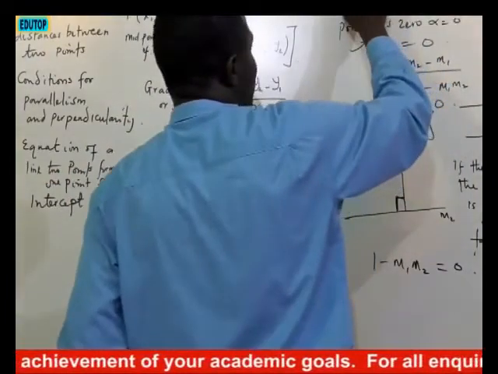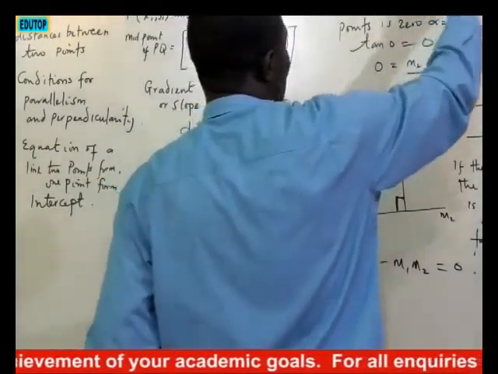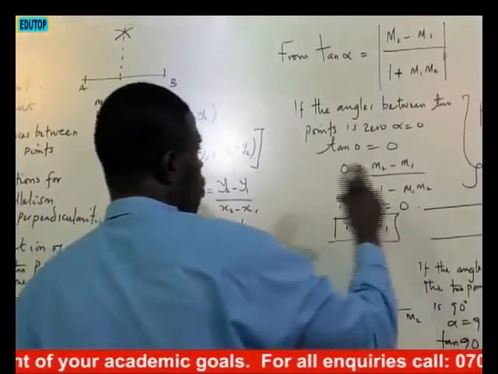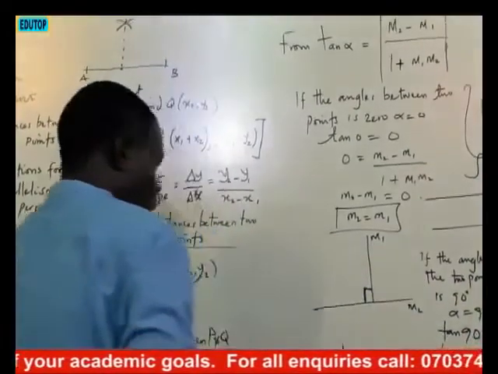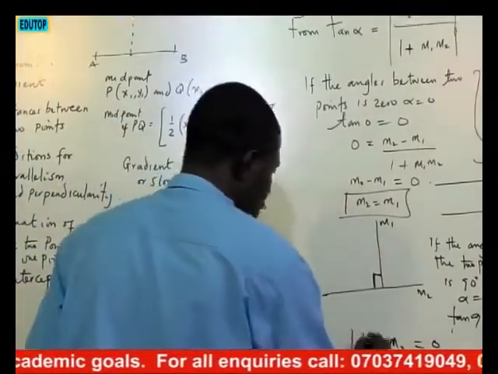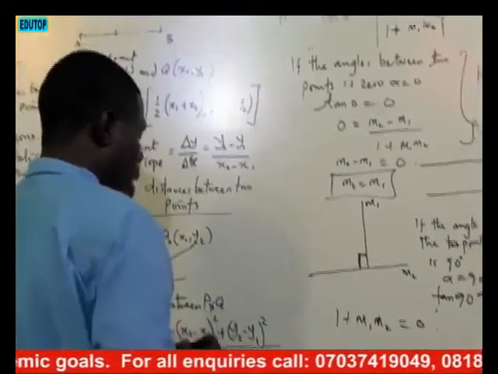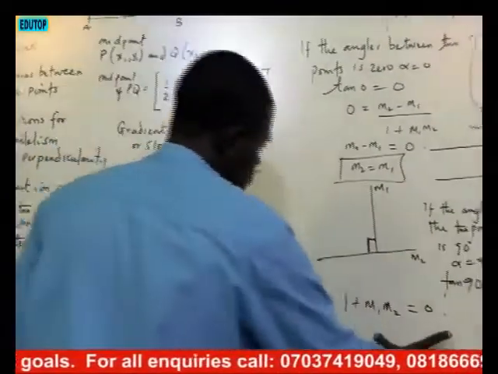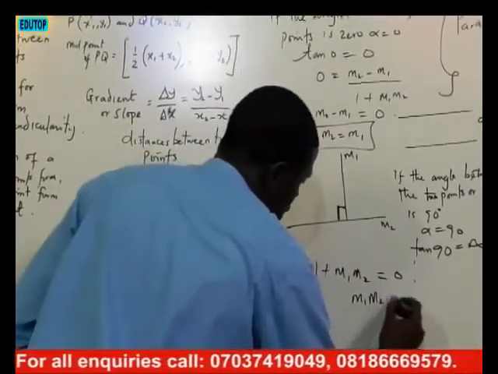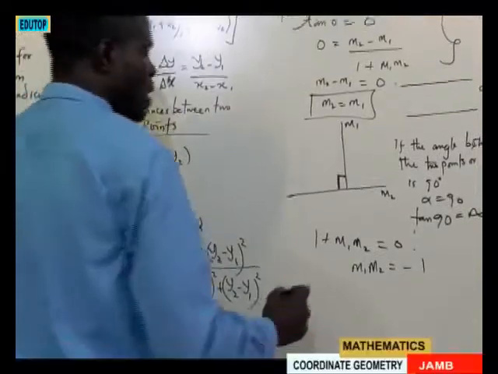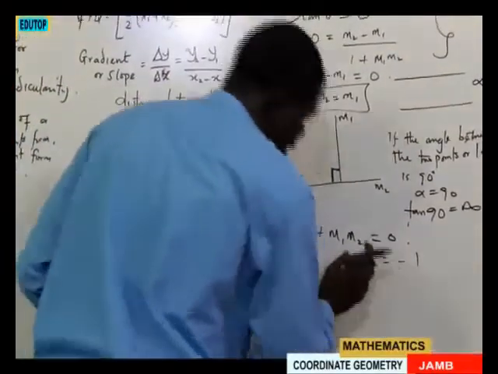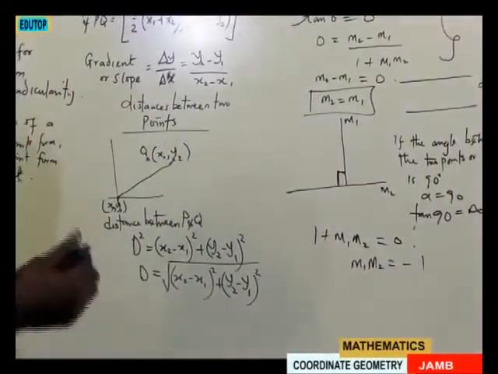relationship is that tan alpha equals m2 minus m1 over 1 plus m1 m2. So at this point we have m1 m2 equals to what? Minus 1. So for two lines to be perpendicular, the product of their gradients must be equal to what? Minus 1.